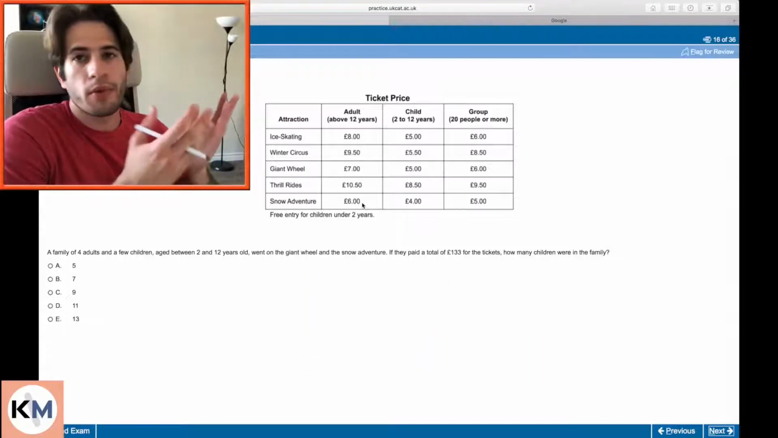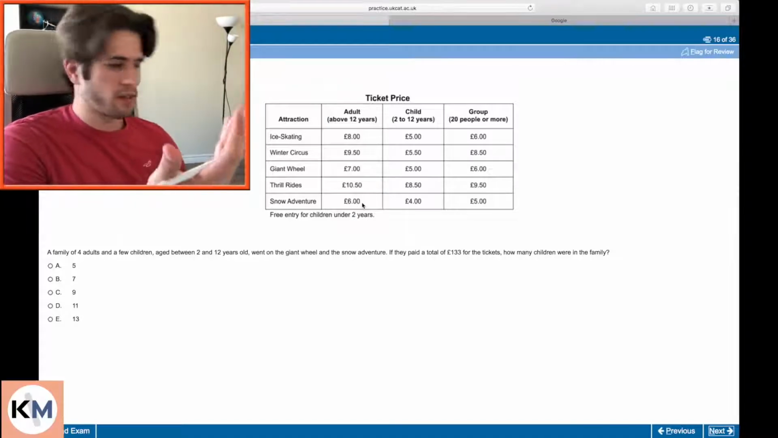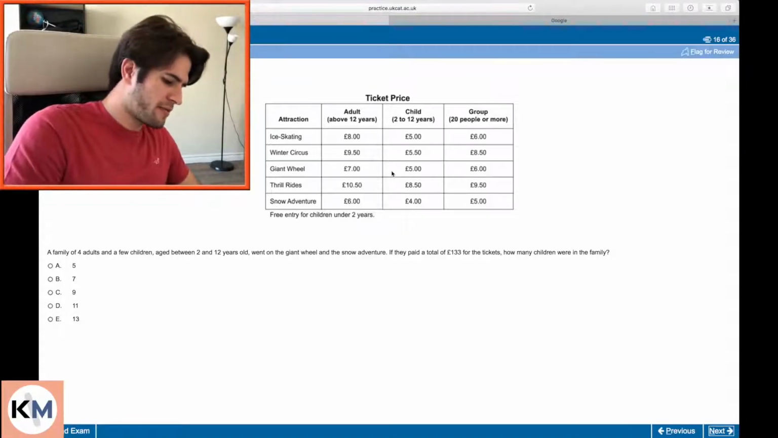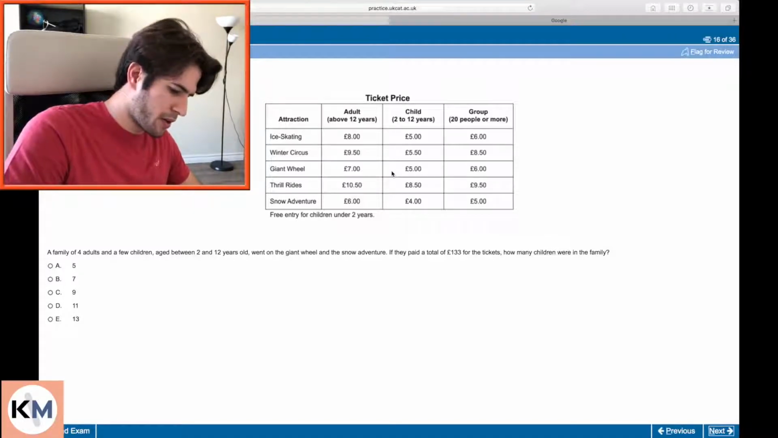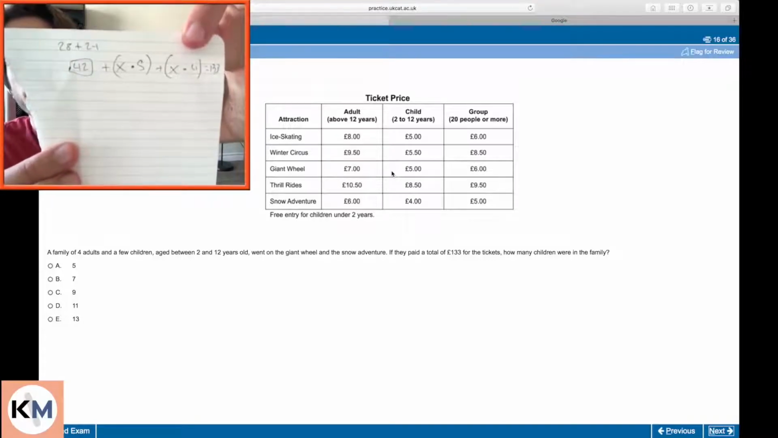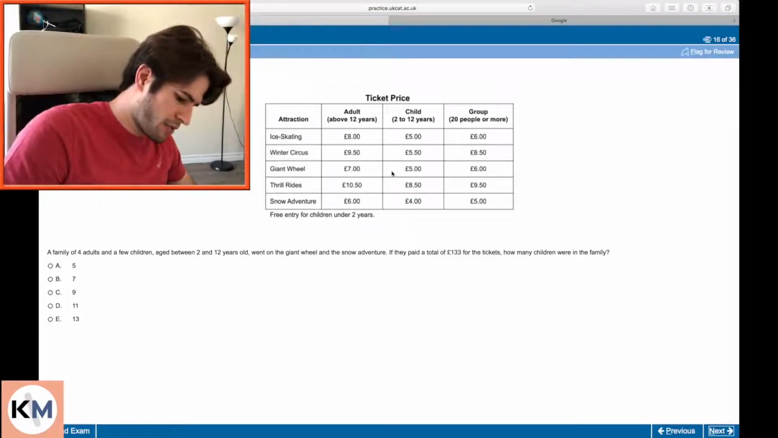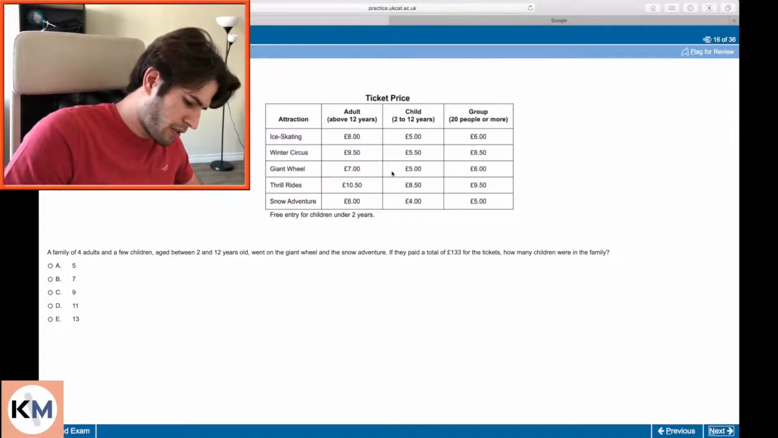Now a few children, we don't know what they are, so let's call them X. So 42 pounds from the adults plus X number of children times, they went on the Giant Wheel and the Snow Adventure, so their Giant Wheel cost for the child is 5, plus X number of children also went on the Snow Adventure, which is 4, equals 133. So we end up with this equation here. 42 from the adults plus x times 5 plus x times 4 is 133. So let's solve this equation. 42 plus 5x plus 4x is 9x equals 133.